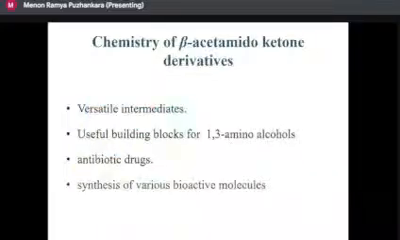Today, in this presentation, I am going to talk about the multi-component reactions of beta-acetamidoketone derivatives. These beta-acetamidoketones are versatile intermediates and useful building blocks for the synthesis of other organic molecules like 1,3-amino alcohols, several antibiotic drugs, and various bioactive molecules.